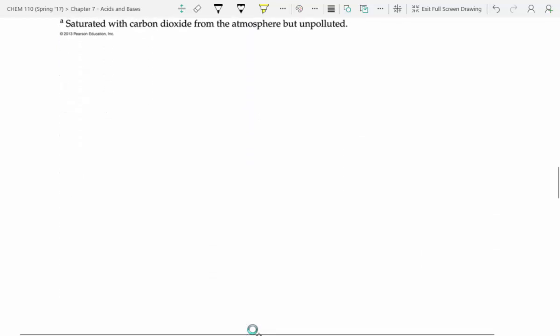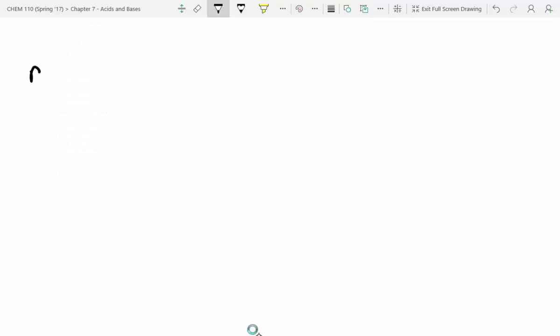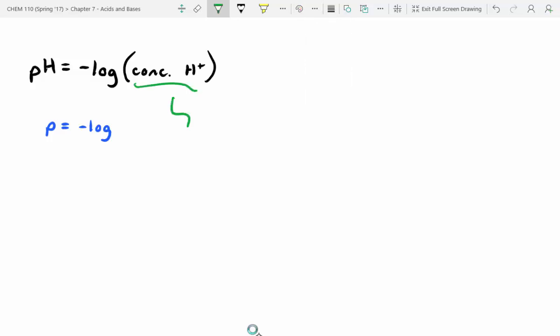So let's define pH in a little bit more detail. Does anybody remember what pH equals? What does the P stand for? Is it a mathematical operator? P is the same thing as negative log. So pH is really just negative log times the concentration of H plus. And this is usually measured in molarity, in moles per liter.